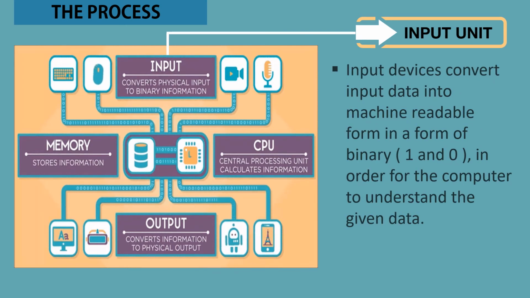It means that input devices convert input data into machine readable form, in the form of binary, or what we call 1 and 0. Way back in your grade 9 class, we were able to convert 1 and 0 into hexadecimal, decimal, and octal. That is the task of the central processing unit. In order for the computer to understand the given data, the input device converts the raw data encoded by the user into machine readable form, so that the system unit or the CPU will be able to understand the given data and convert that into human readable form.